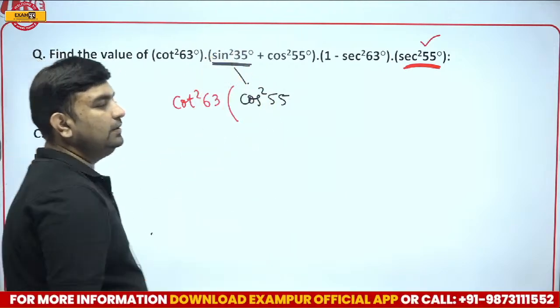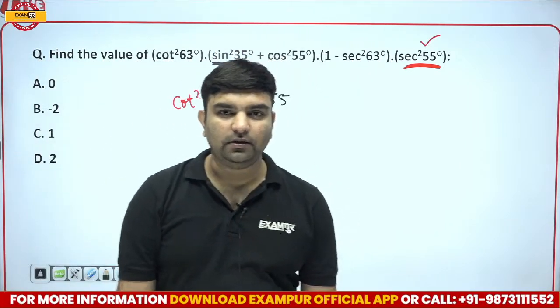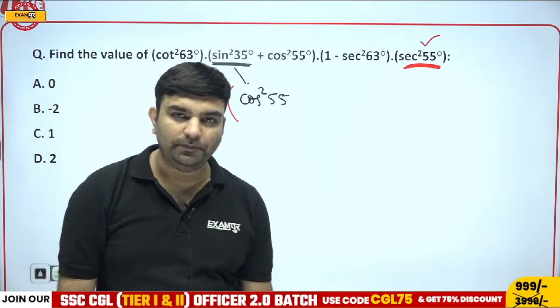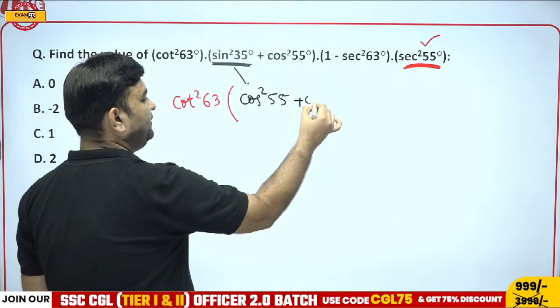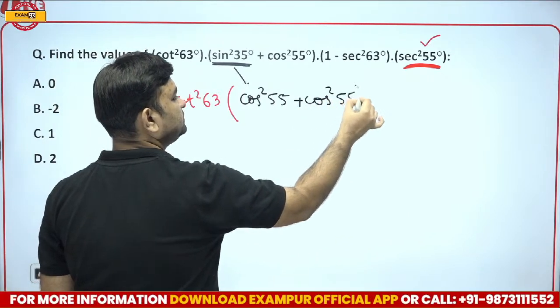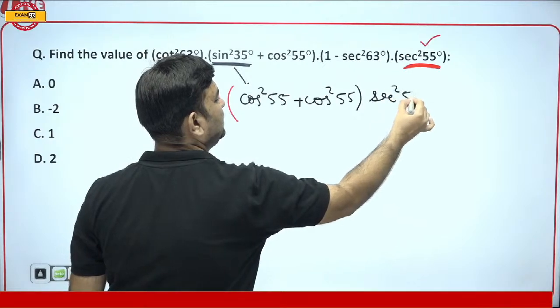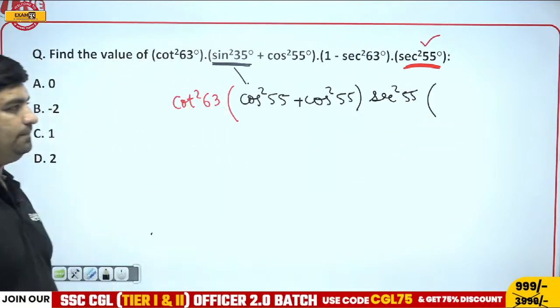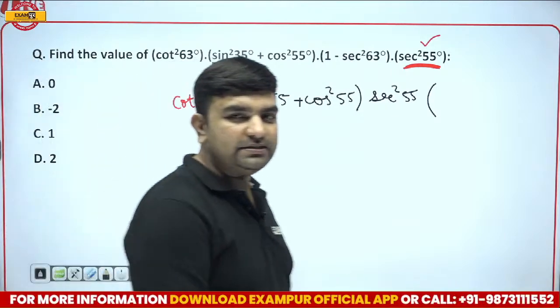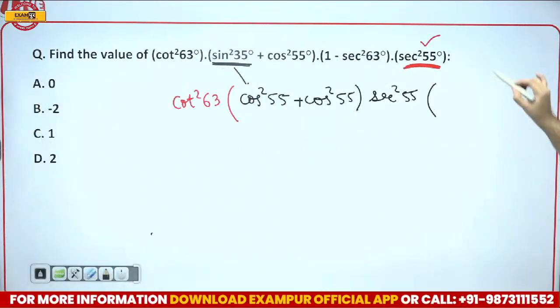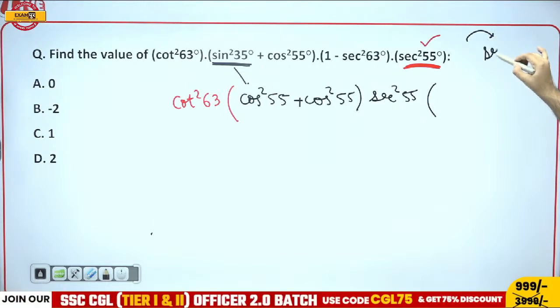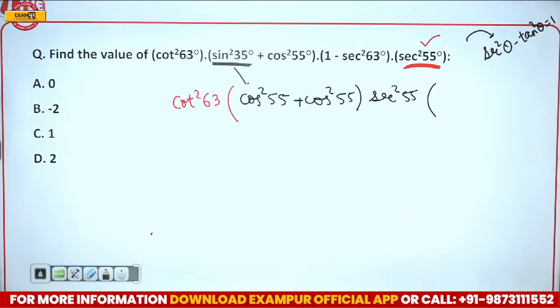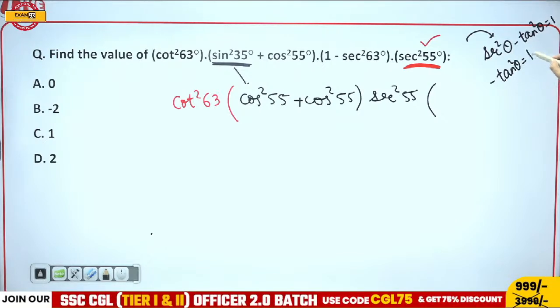Sine and cos are complementary. 35 and 55 are complementary. Plus cos square 55, sec square 55. 1 minus sec square theta. Again the use of identity: sec square theta minus tan square theta is 1. So what is 1 minus sec square theta? My dear, 1 minus sec square theta is minus tan square theta.